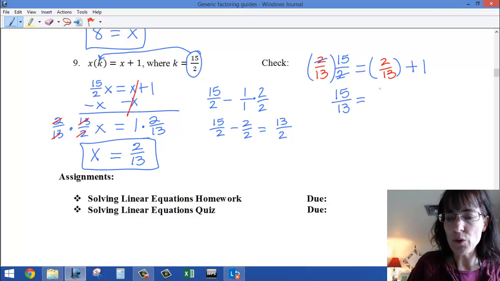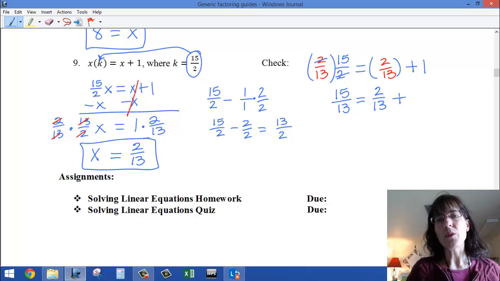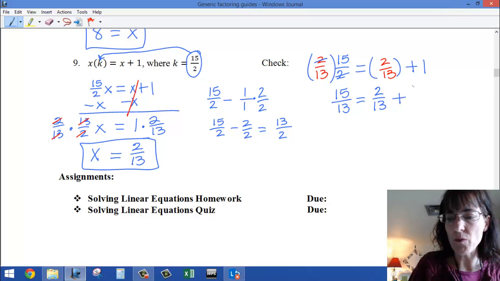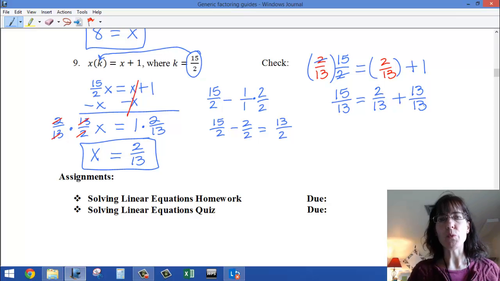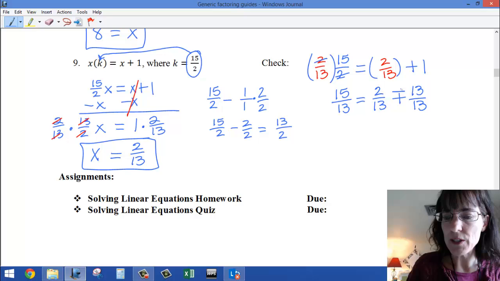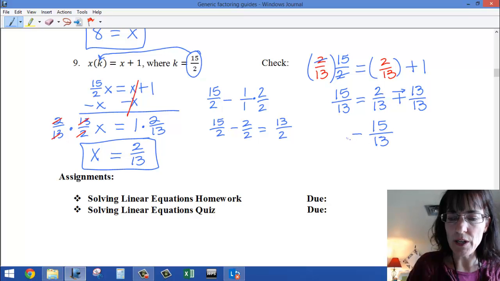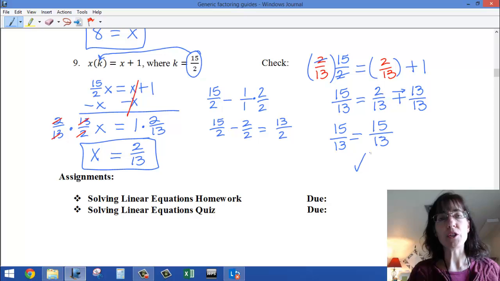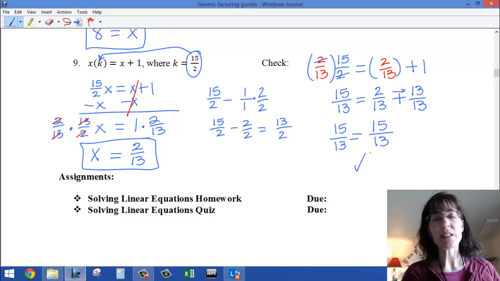And then 2/13 plus, I need something over 13 that's equivalent to 1. And I know 13 divided by itself will be the same thing as 1. So I can change the 1 to a 13 over itself. And then now I can just add my 2 numerators here. So I have 2 plus 13, or 15 over 13 equals 15 over 13. That means that my 2/13 for my x is correct.